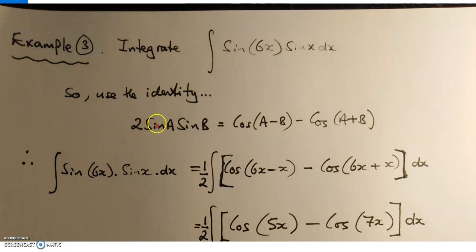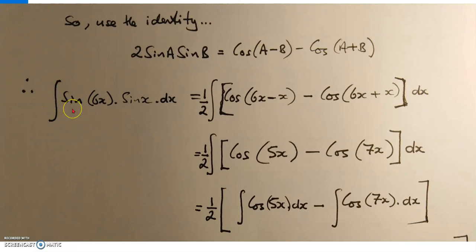The trig identity here is that the sine of A multiplied by the sine of B can be rewritten as the cosine of the difference of these two angles minus the cosine of the sum of these two angles. And this 2 here, you could multiply down here to multiply everything by 1/2, and you can see that it's crept into the rearranged thing here. Okay, so let's see how we do this.